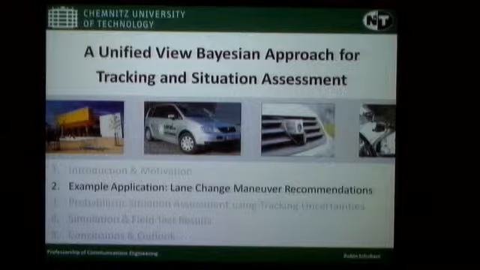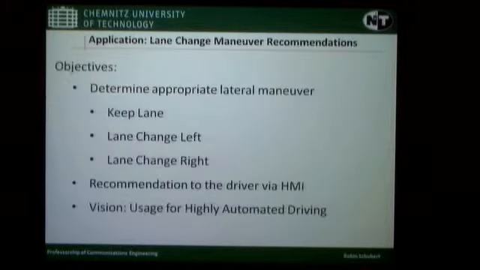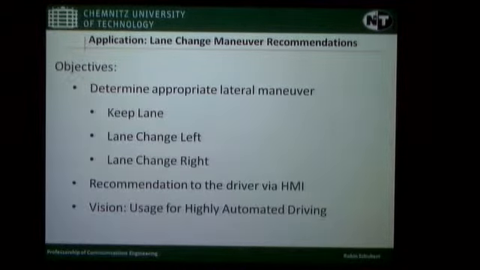Before we go into theory, here is an application which demonstrates how we can use situation assessment. Those of you who attended the PhD forum may be familiar with it already. I repeat it nevertheless. What we have developed is an application on a test vehicle which aims at recommending a lateral maneuver to the driver. Imagine that we are on a highway or a well-structured road. The idea is to recommend to the driver whether to stay on the current lane or do a lane change maneuver to the left or to the right. This is exactly the objective of this application.